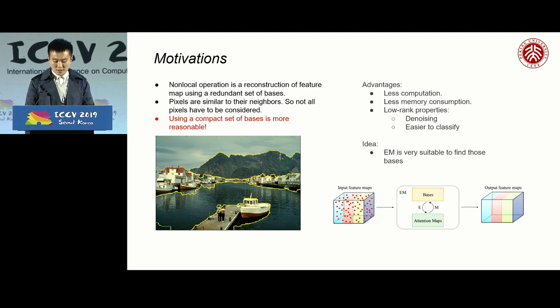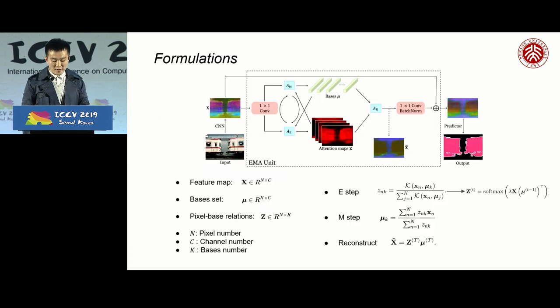And in this paper, we propose to use the EM algorithm to find this compact basis. Concretely, given the feature map X with n pixels and the dictionary mu with k items, in the E step, we calculate the correlation matrix between them, or the so-called attention map Z. And in the M step, the normalized attention map multiplies with the feature map X to re-estimate the dictionary. The E step and M step run iteratively, and finally, they reconstruct the feature map, which is low rank.